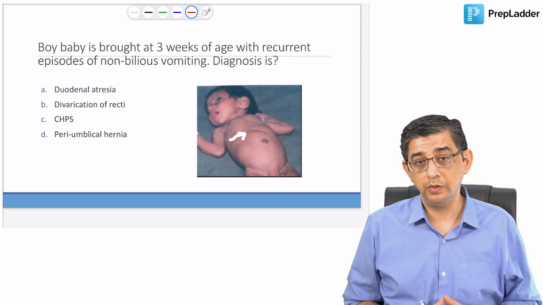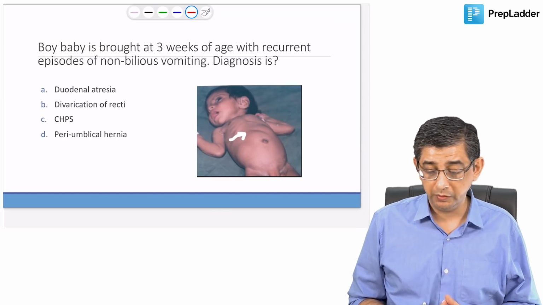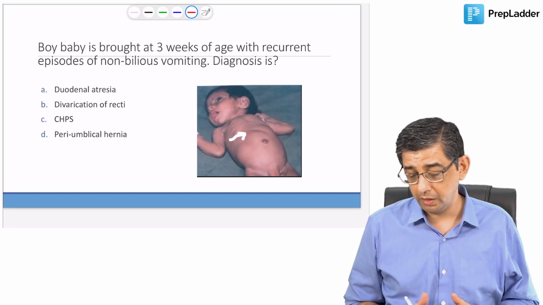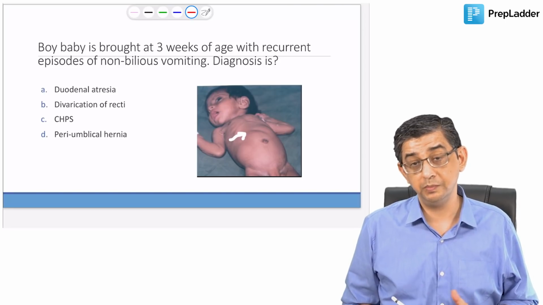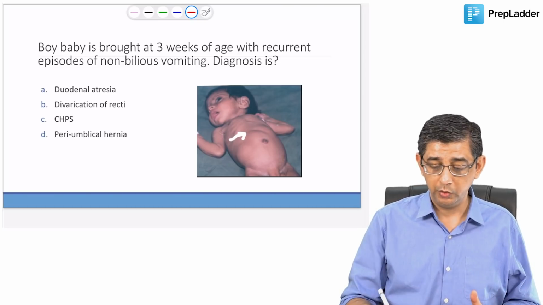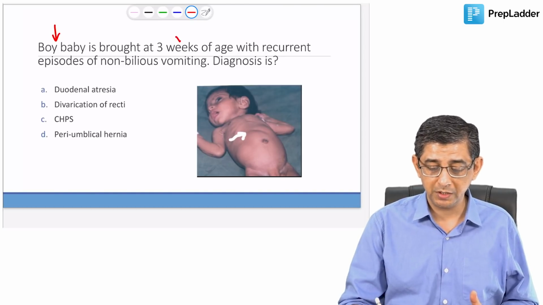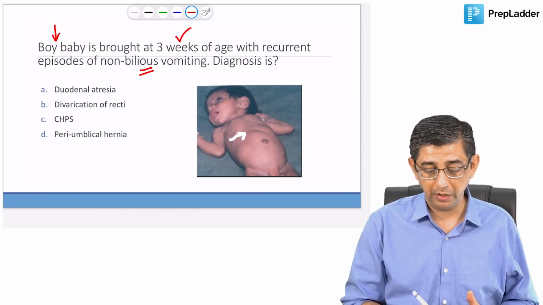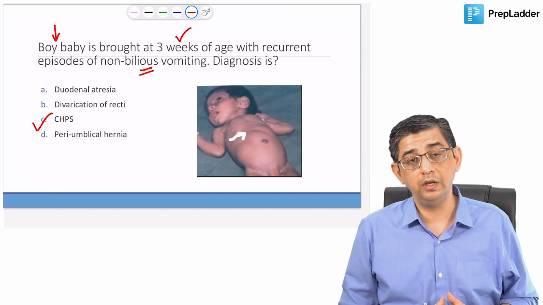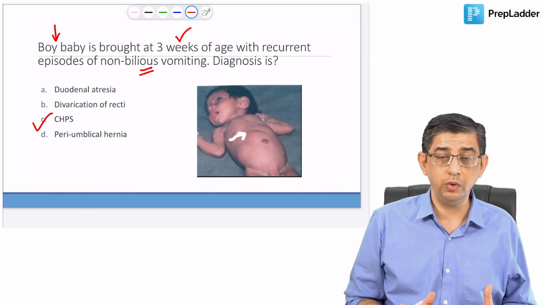The next question talks about a baby boy brought at 3 weeks of age with recurrent episodes of non-bilious vomiting. You definitely can notice a lump which is much above the umbilicus of the child. You see, when you talk about gender being boy, presentation at 3 weeks and non-bilious vomiting, the diagnosis will straight away be congenital hypertrophic pyloric stenosis, for which you do a Ramstedt operation.